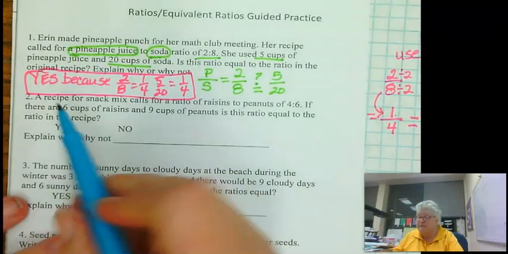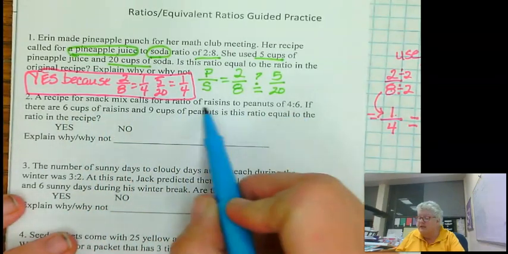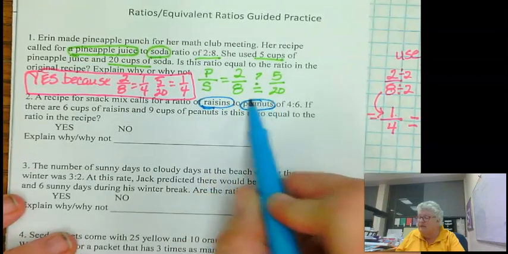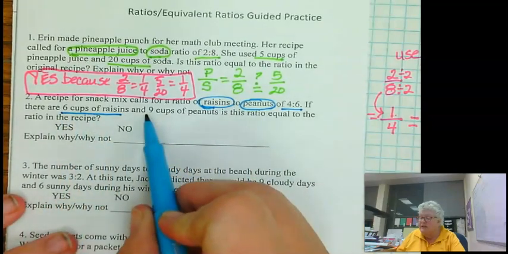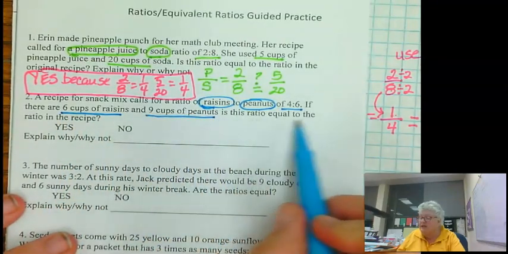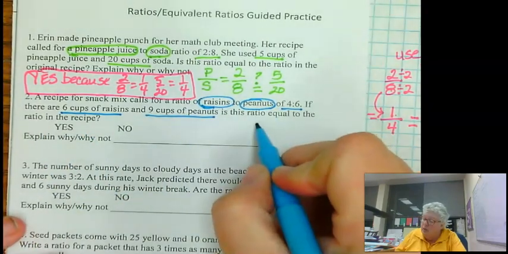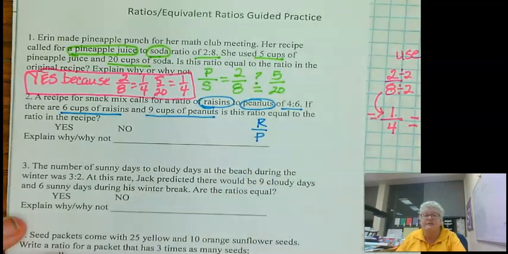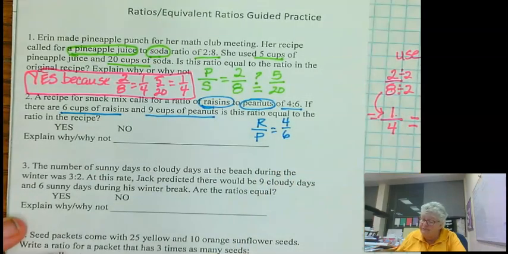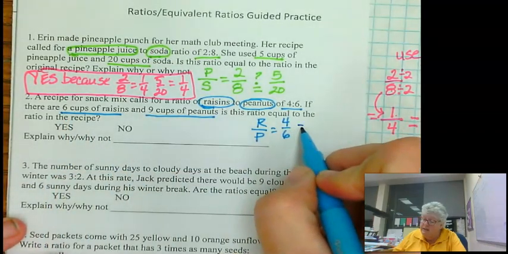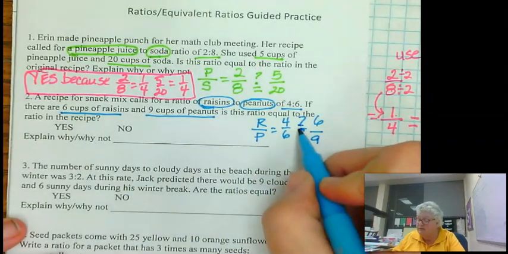The next one says, a recipe for snack mix calls for a ratio of raisins to peanuts 4 to 6. Okay, so we've got raisins and we've got peanuts 4 to 6. If there are 6 cups of raisins and 9 cups of peanuts, is this ratio equivalent to the original one? Okay, well, we've got raisins to peanuts. We've got 4 to 6. And then here we've got 6 to 9. We're like, I don't know. Is that equivalent? Right? Equal.